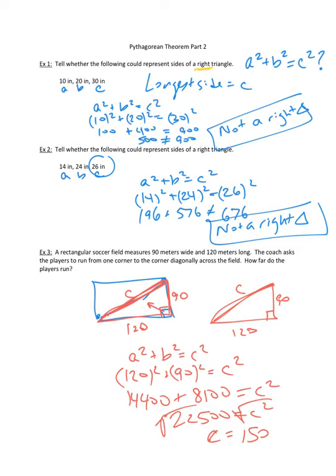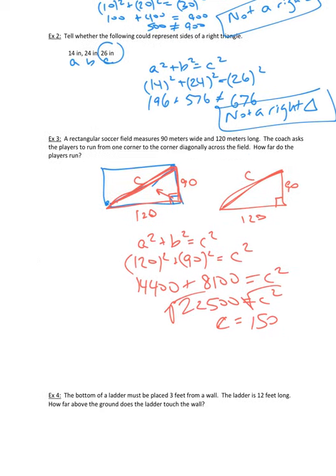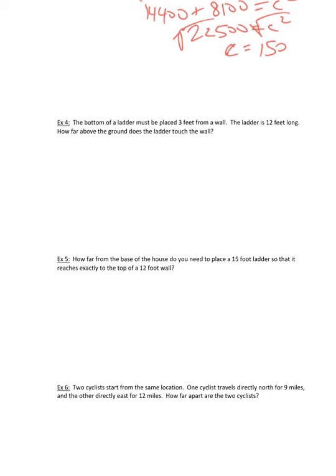Okay. Another really common type of word problem is one where they talk about ladders leaning against buildings or houses. So examples 4 and 5 look at those types of problems. They're the traditional ones, they're about ladders.